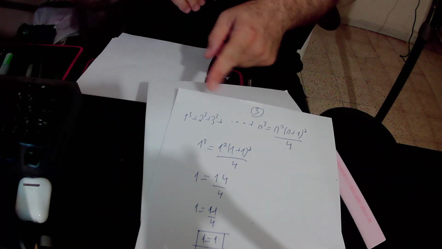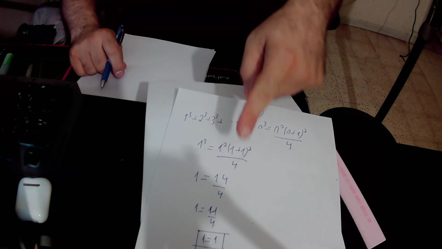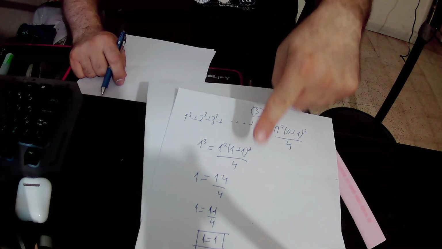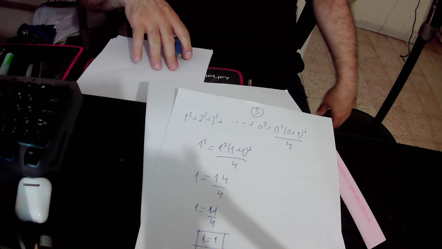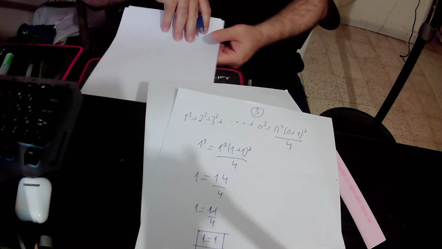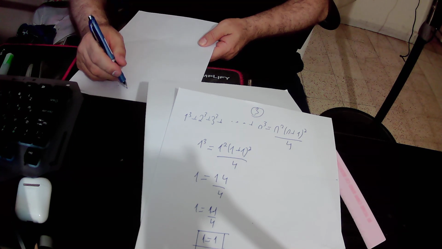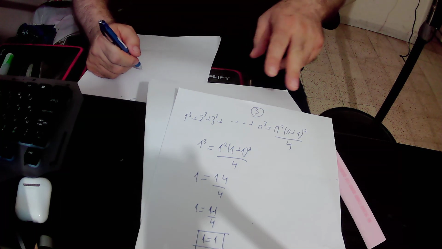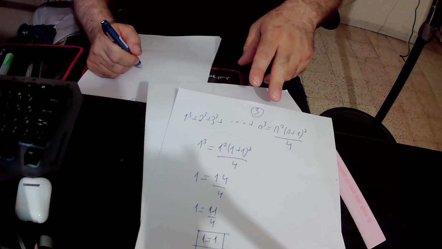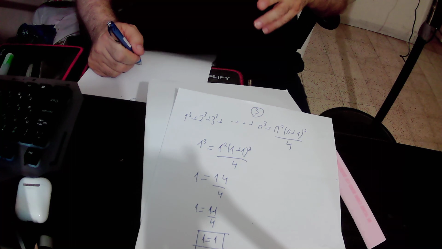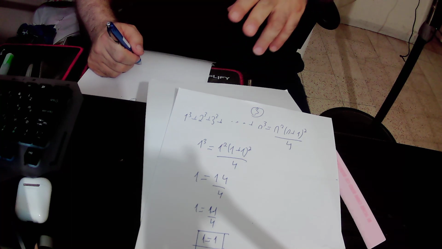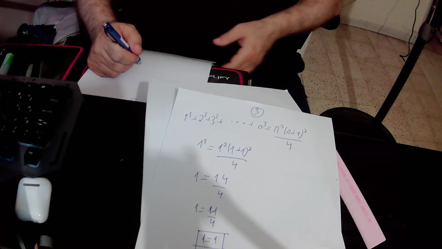We proved that this statement is true for n equals 1. So now we will move to the second stage. That is to say, we will assume that this statement is true for n, and we will rely on that assumption in order to prove that this statement is also true for n plus 1.